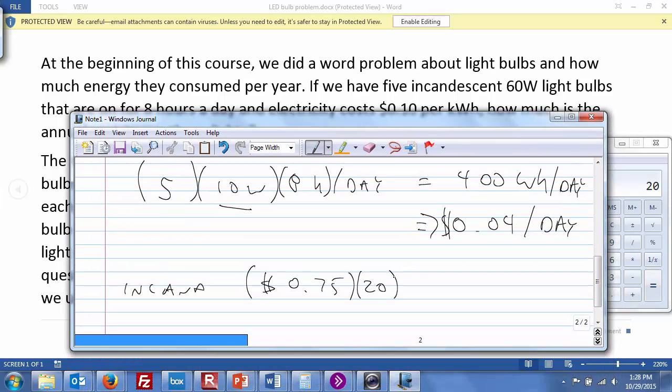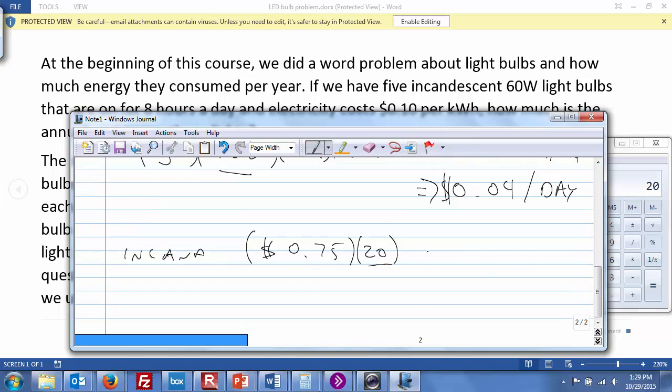So this 20 means we're going to use 20 times more incandescent bulbs. That's where that's coming from. Okay, and then what? So that works out to be $15 in cost of incandescents. Okay, there we go.